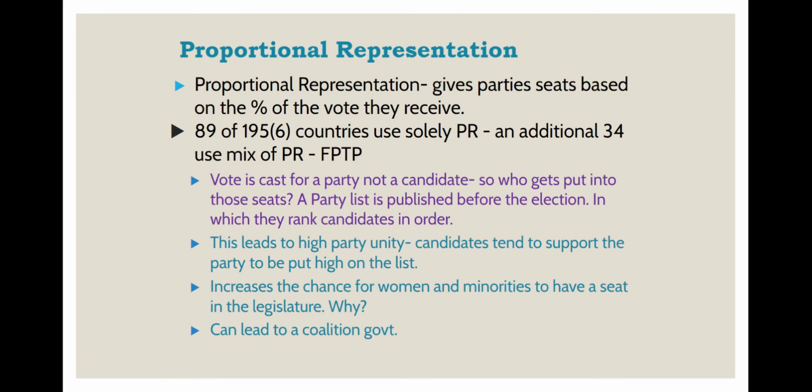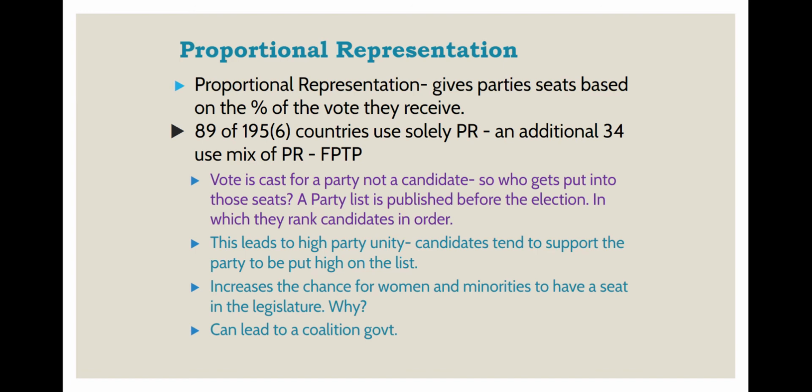So proportional representation gives parties seats based on the percentage of vote they receive. Like I said, 89 of the 195 or 196 countries in the world use only proportional representation. And an additional 34 use a combination of proportional representation and first past the post, like Mexico and Russia. In this system, a vote is cast for a party and not a candidate. The parties themselves create lists of who will represent a district before the election. From that list, given the number of seats delegated to each party, members are chosen that way.